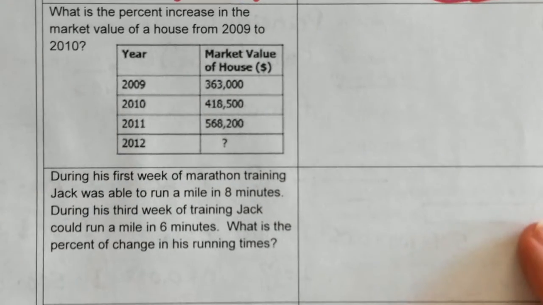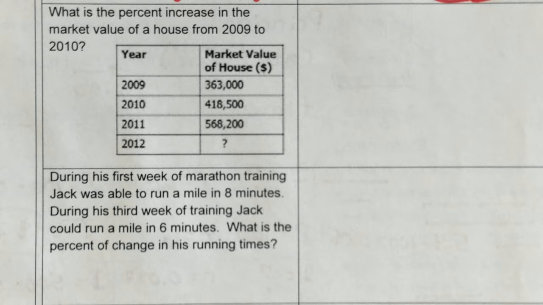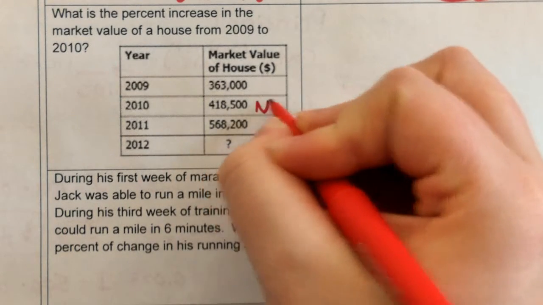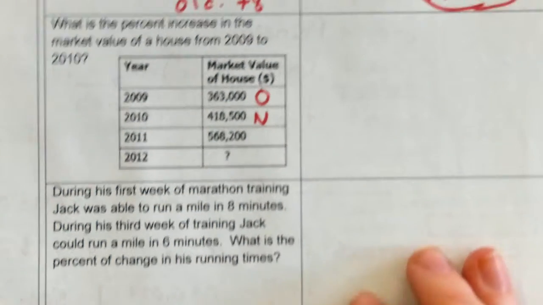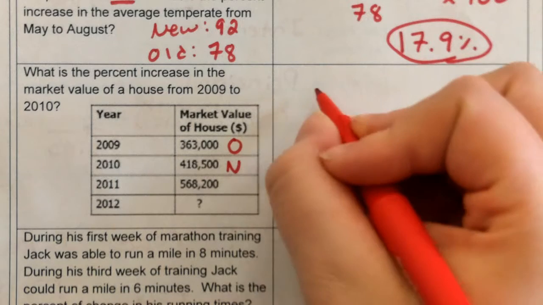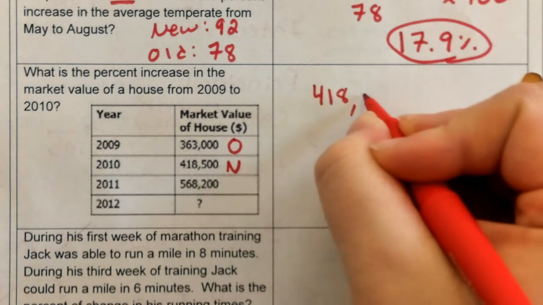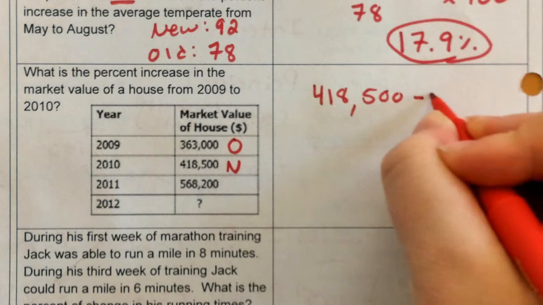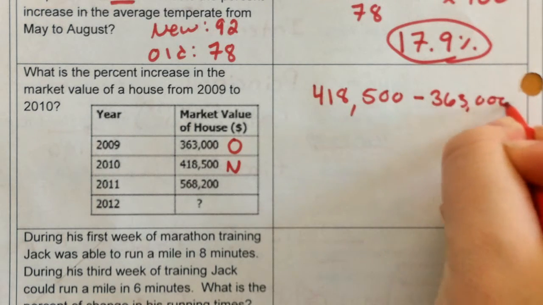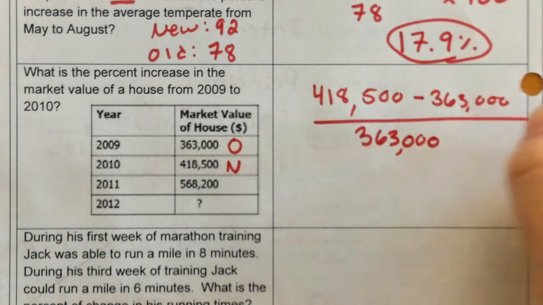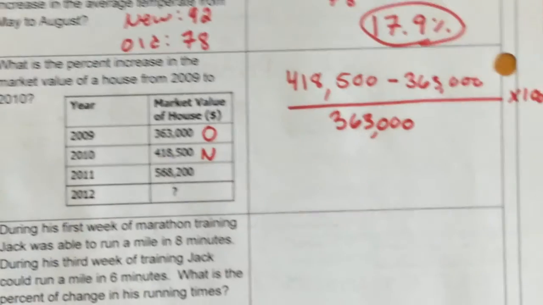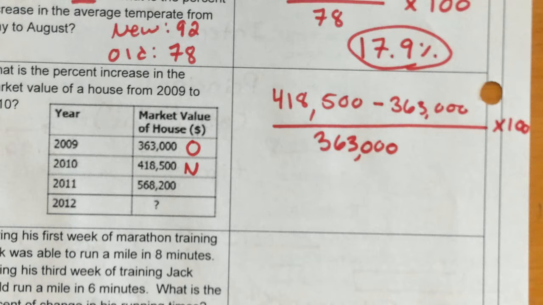Let's look at that second example. What is the percent increase in the market value of a house from 2009 to 2010? 2010 will be our new value, 2009 our old one. So let's go and plug these in. 418,500 minus 363,000 divided by 363,000 times 100. I know that's a lot of zeros. So here we go.